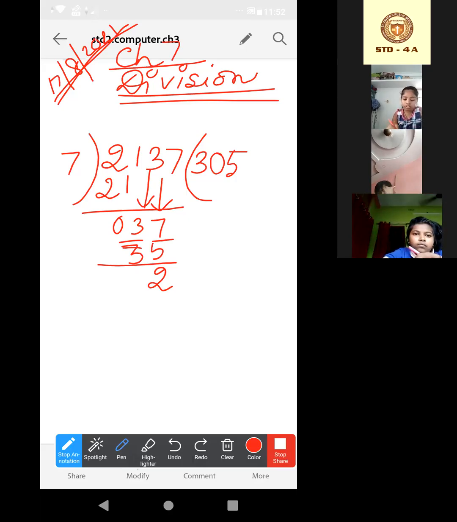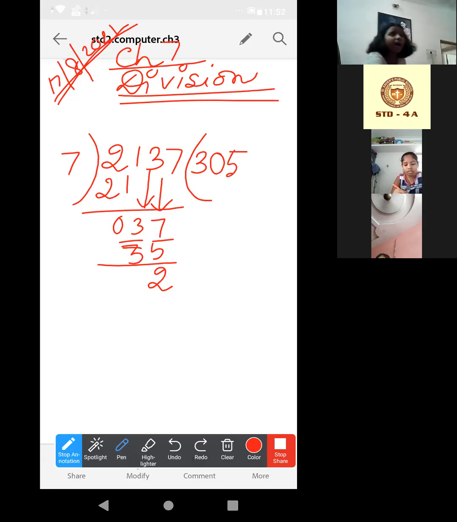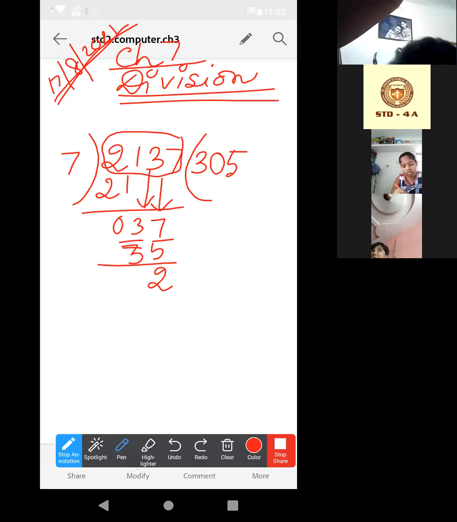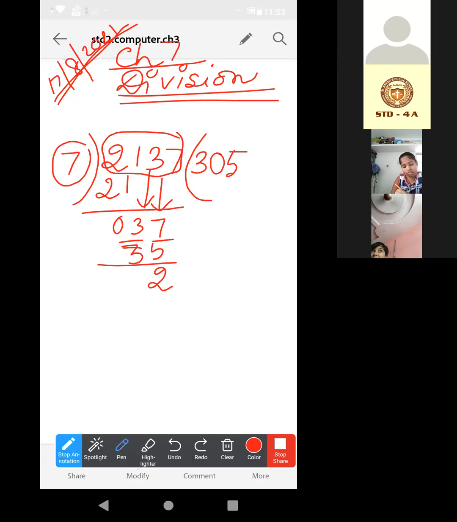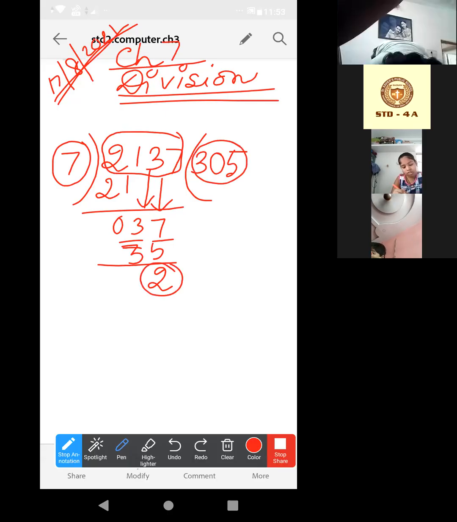Okay, now here, look, this one is called dividend. This one is called divisor. This one is called quotient. This one is called remainder. What is the name? Now you have to mention. Look, this is called divisor.